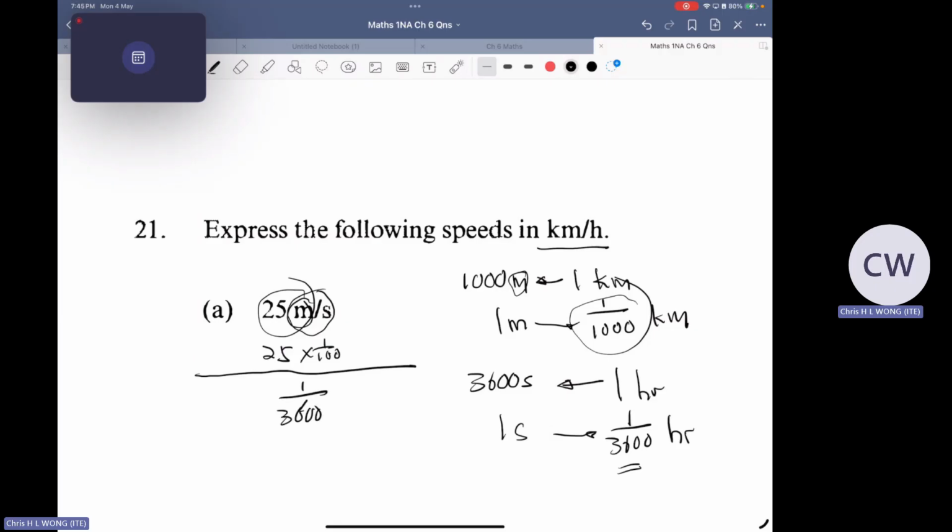1/3600 hours. You need to find how many hours in 1 second. So from here, it doesn't look complicated. You look very carefully. You can actually look at this first.